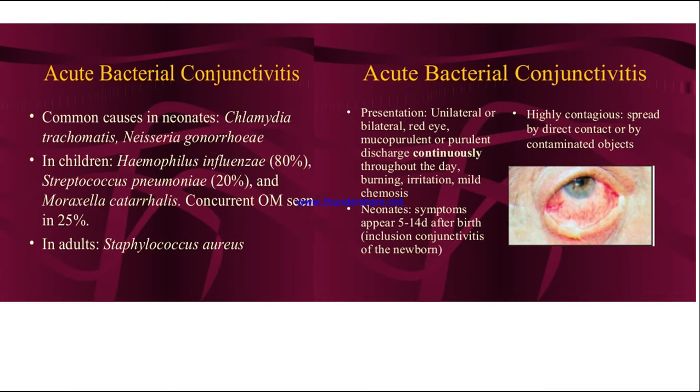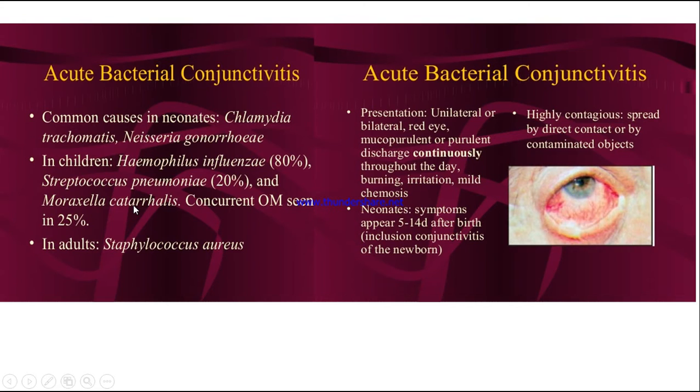Now coming to acute bacterial conjunctivitis. The main causes of bacterial conjunctivitis are Chlamydia trachomatis and Neisseria gonorrhoeae, commonly in neonates. In children, it is H. influenzae about 80%, Streptococcus pneumoniae 20%, and Moraxella catarrhalis.